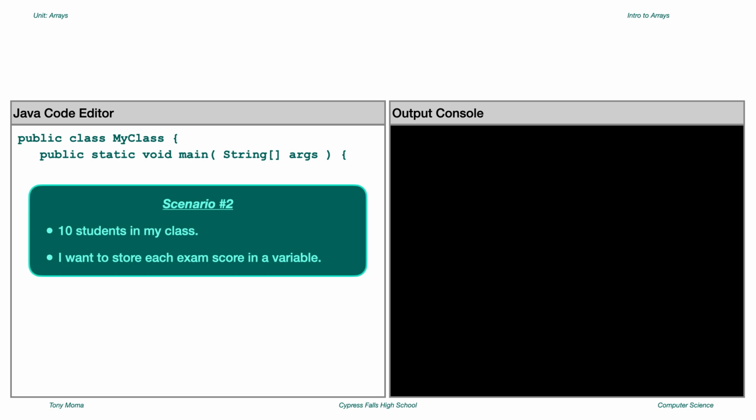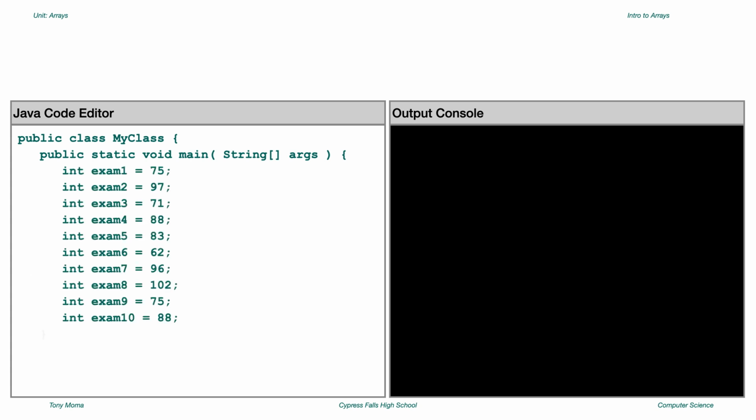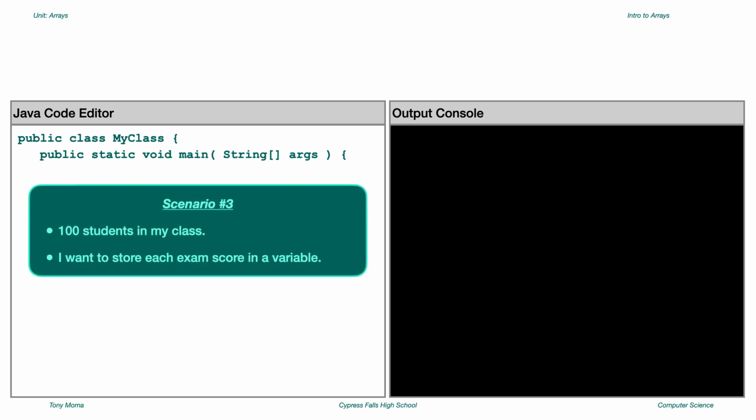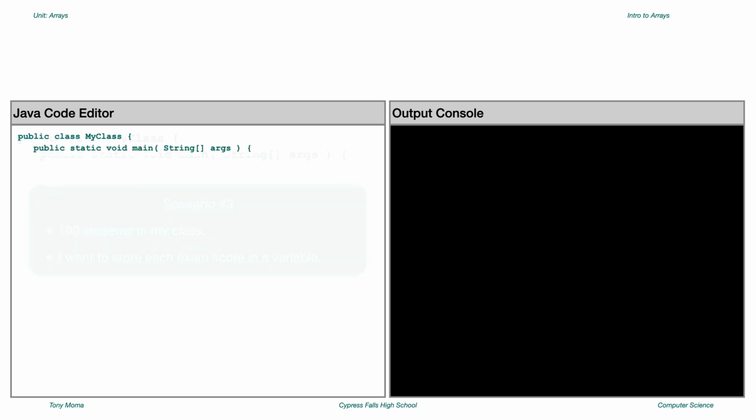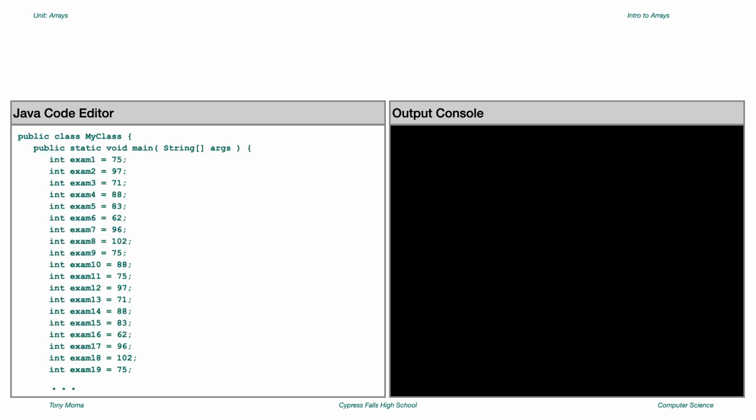Scenario number 2. Suppose there are 10 students in my class, and I want each exam score stored inside of a variable. Once again, in this case, I'm going to need 10 separate integer variables. Now, scenario 3. Suppose there are 100 students in my class, and I want each of their scores stored inside of a variable. Now I'm going to need 100 separate integers in order to be able to store each one.